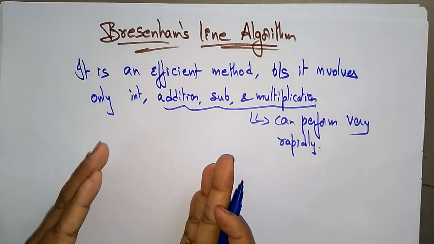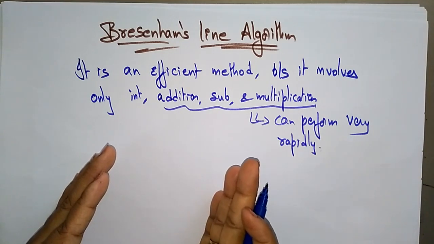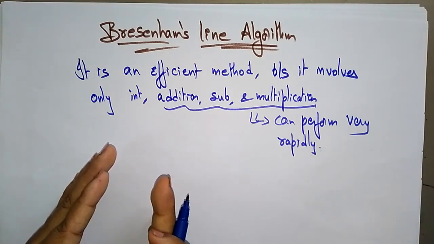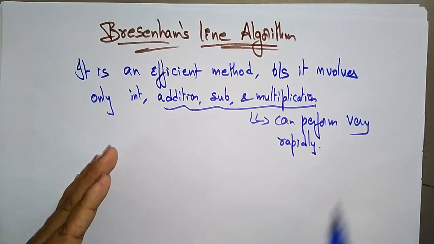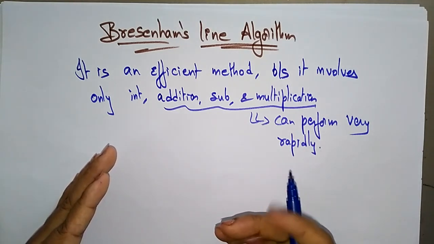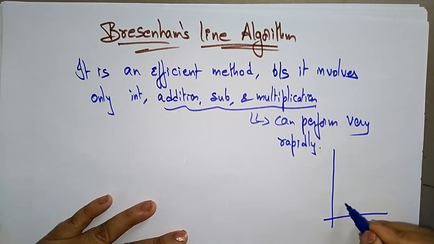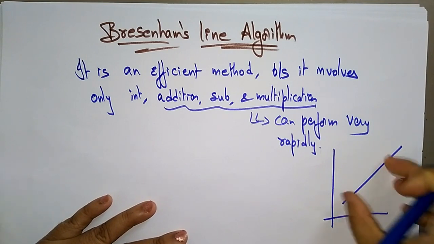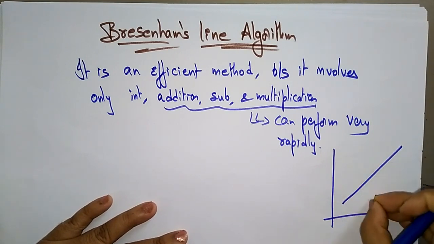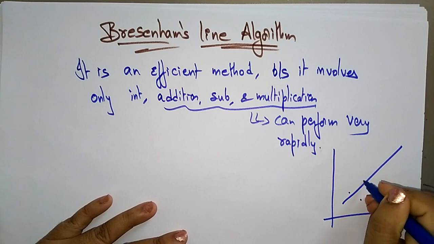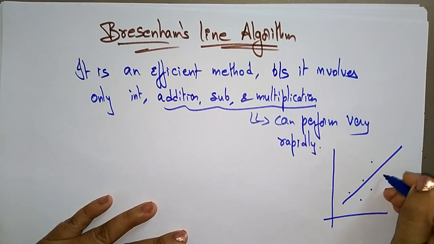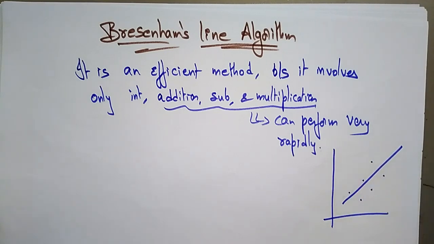That's why we call DDA an incremental approach. But here in the Bresenham's algorithm, it uses the least distance between the pixel and the true line. One true line will be present. In this true line, which pixel will be the nearest one? That pixel has to be taken. So that is the Bresenham's line algorithm, an efficient method when compared to the remaining algorithms.